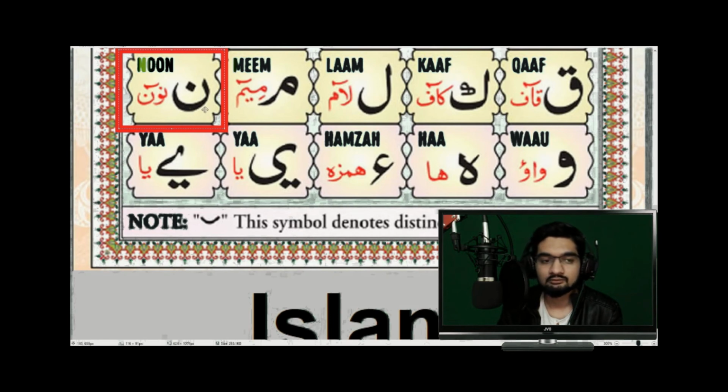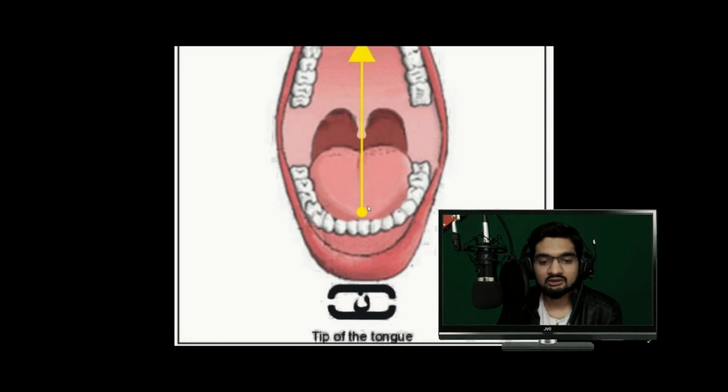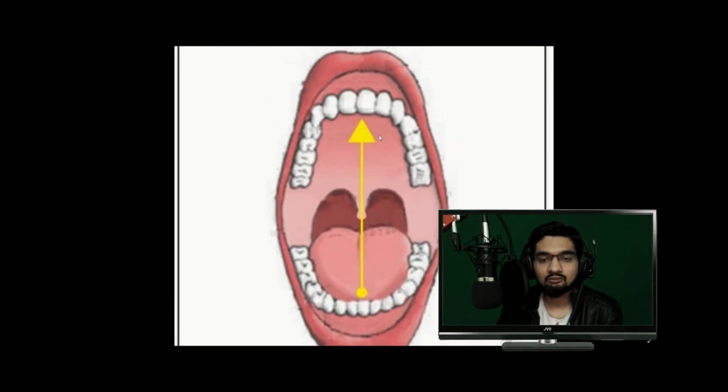Noon. Noon. When the tip of our tongue touches the gum of the top two front teeth. That is where most of the letters are pronounced from, including this letter, Noon.